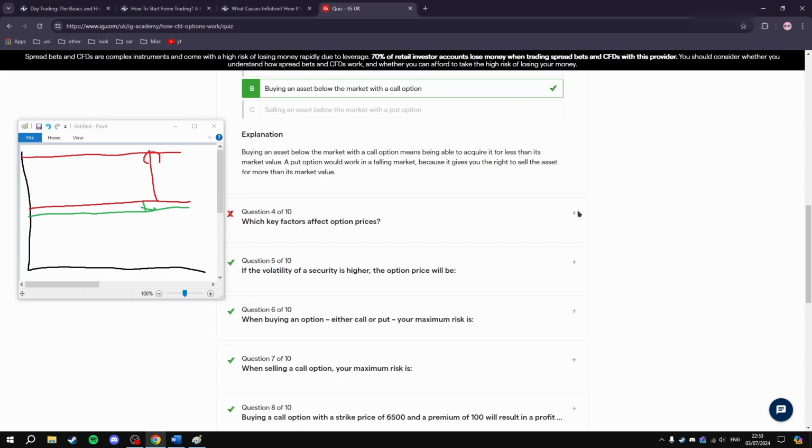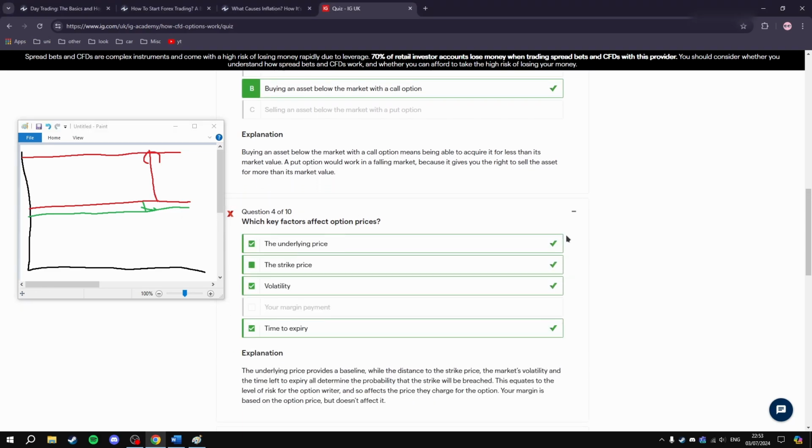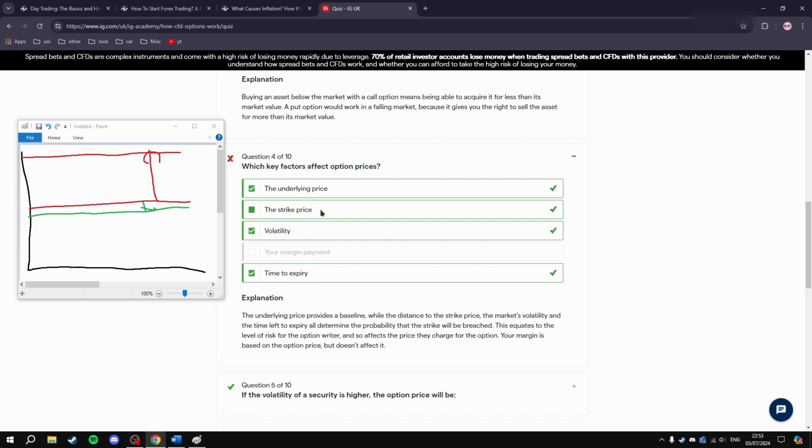Yep. So what key factors affect option prices? The strike price also affects it as well. The underlying price provides a baseline, whilst the distance to the strike price, of course, the market's volatility and the time left to expiry all determine the probability that the strike will be breached. This equates to the level of risk for the option writer and so affects the price they charge for the premium. Your margin is based on the option price but doesn't affect it.